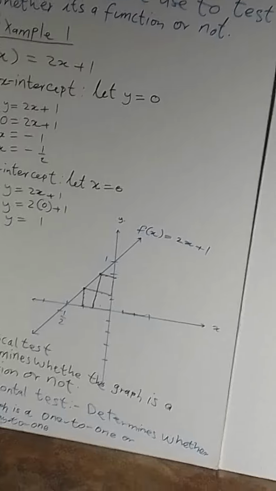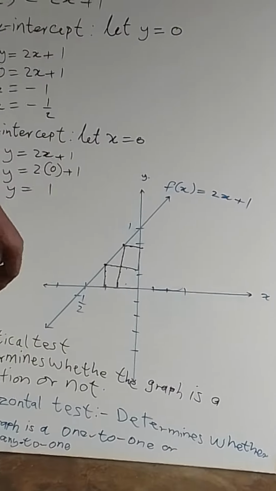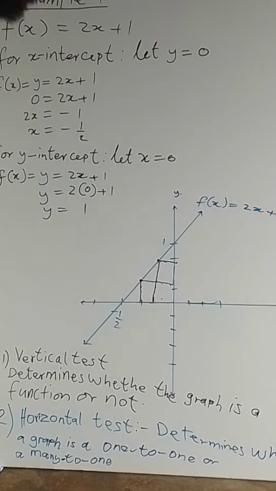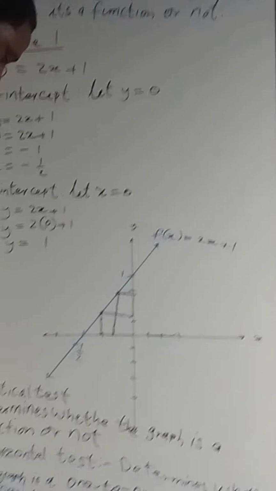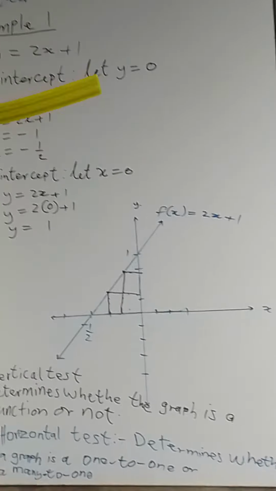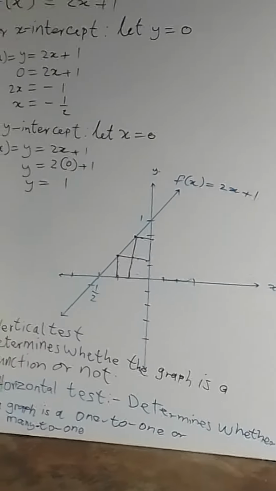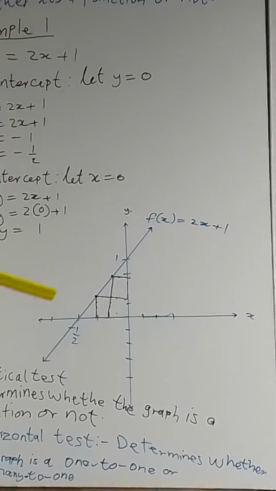This is going to determine whether the graph is a 1-to-1 or a many-to-1. Before I go and do this horizontal test, let me clarify something here. When this vertical test does not qualify, the graph is not a function. If it is not a function, you don't go and do point 2. That's it. You do not need to find whether it's a 1-to-1 or a many-to-1, because it already qualifies to be not a function.